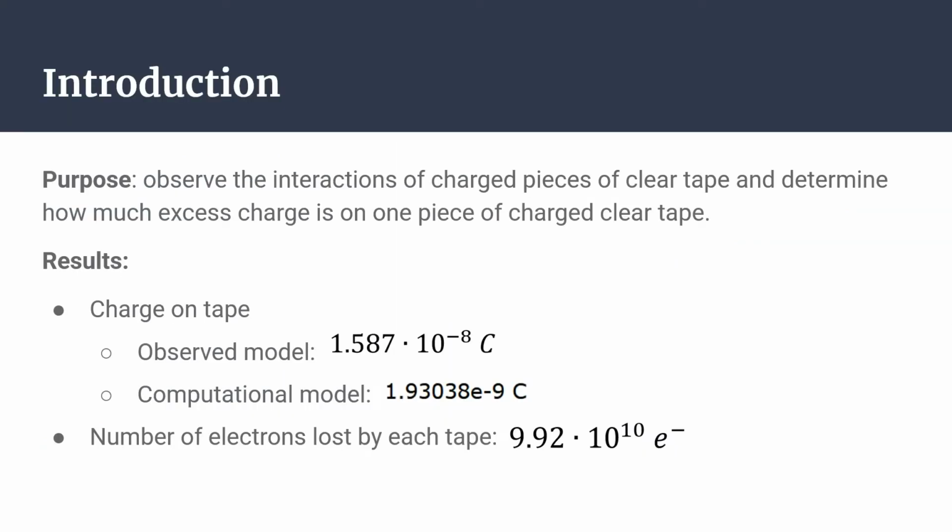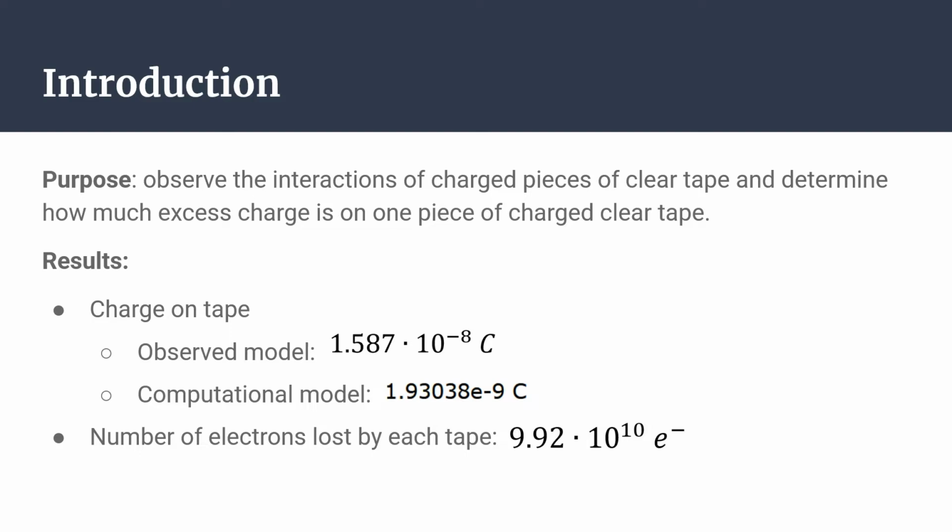So the purpose of this experiment is to observe the interactions of charged pieces of clear tape and determine how much excess charge is on one piece of tape. The results that we found was that the charge on the tape from the observed model was around 1.587 times 10 to the negative 8 coulombs, and from the computational model it was calculated to be 1.93 times 10 to the negative 9 coulombs.